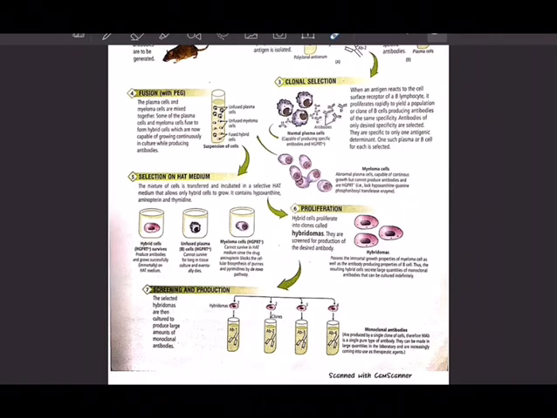Now, screening and production. Seventh step. The selected hybridomas are then cultured to produce large amounts of monoclonal antibodies. Look at this, they are very, very specific hybridomas. The antibodies with specificity are cloned. You can see the cloning of this. So, this is how the monoclonal antibodies are produced. These are produced by a single clone of cells. Therefore, MAB, monoclonal antibodies, is a single pure type of antibody.